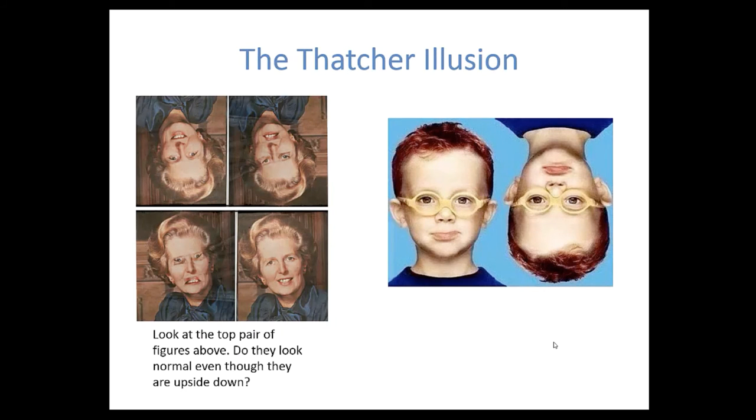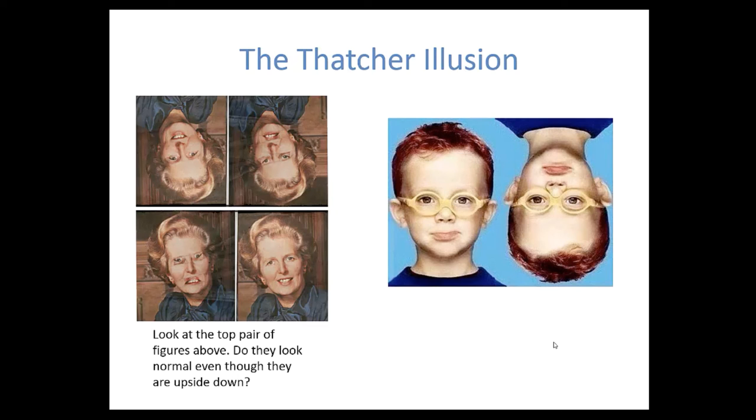Look first at the 4 pictures on the left. These are pictures of the former British Prime Minister, Margaret Thatcher. Focus first on the top 2. Do they look normal? They are not normal. The bottom set has the same pictures, but now they are right side up. I bet the one on the left looks very weird. Her eyes and mouth are upside down, and it really stands out as strange when the picture is right side up, but not so much when it's upside down.